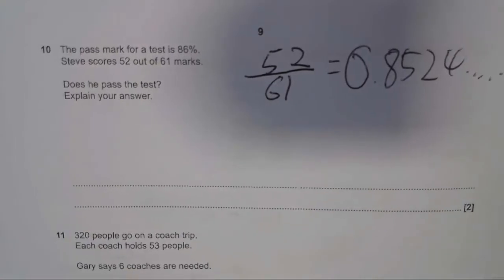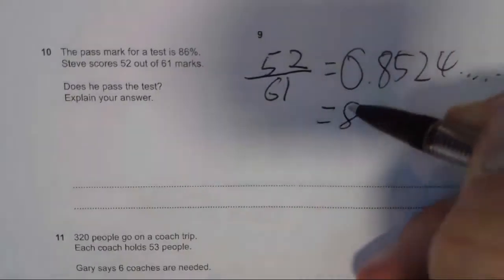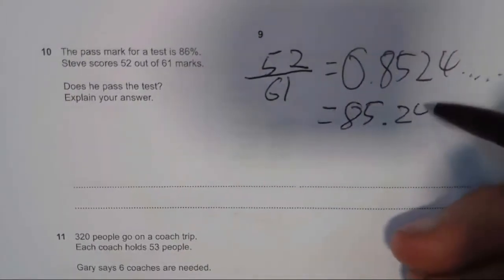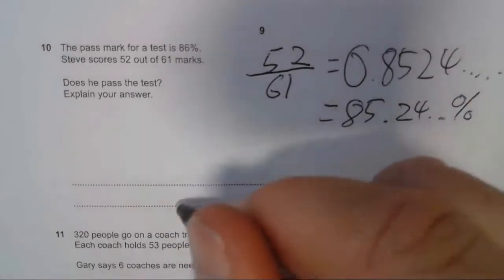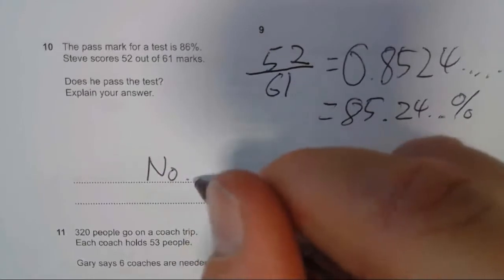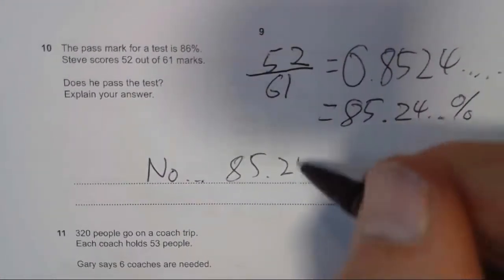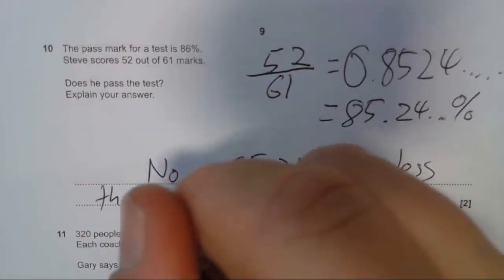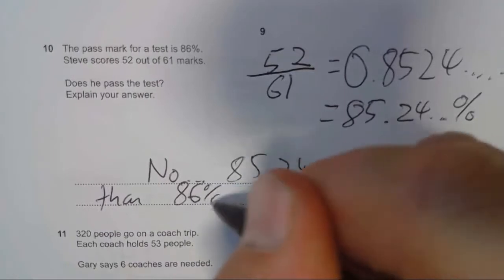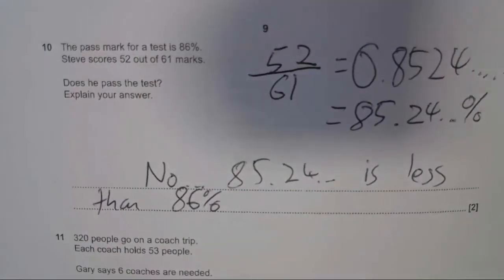So did he pass the test? No, he didn't quite get there. That's the same as 85.24 etc. percent. So did he pass the test? No. Why not? 85.24 etc. is less than the pass mark, less than 86%. You need some sort of actual explanation about why he didn't pass the test.